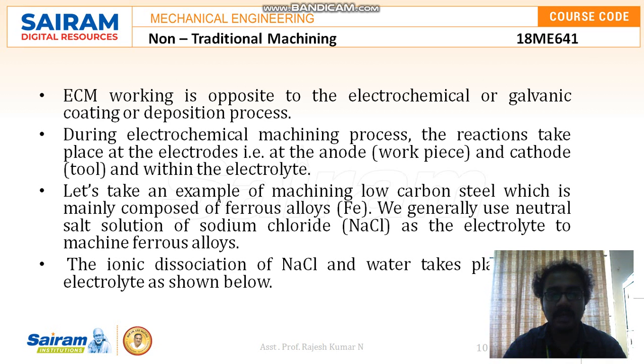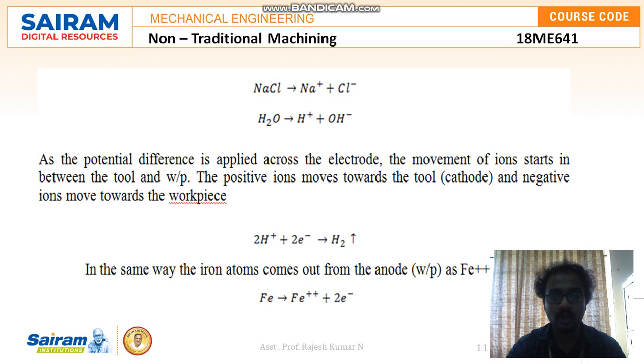The electrochemical machining process works opposite to the electrochemical or galvanic coating or deposition process. During the electrochemical machining process, the reaction takes place at the electrodes, that is the anode, which we call the workpiece, and the cathode tool, and within the electrolyte. So let us take an example of machining low carbon steel, which is mainly composed of ferrous alloys. We generally use a neutral salt solution of sodium chloride as the electrolyte to machine ferrous alloys. The ionic dissociation of sodium chloride and water takes place in the electrolyte, which is shown below.